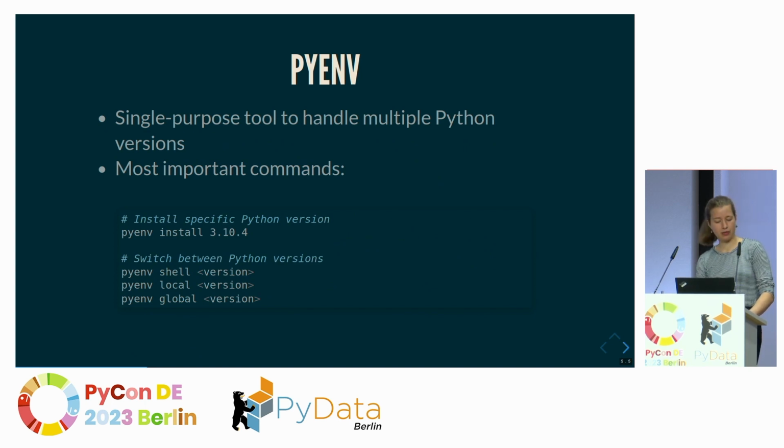And pyenv is really easy to use. So the most important commands would be pyenv install with a certain version. Now in this example, 3.10.4. But it also lets you easily switch between the versions. You can either activate a version just in the current shell session using pyenv shell and the version number. You can set it locally for the current directory using pyenv local and the version, or you set it for your user account using pyenv global. So pyenv is the single purpose tool for Python version management.